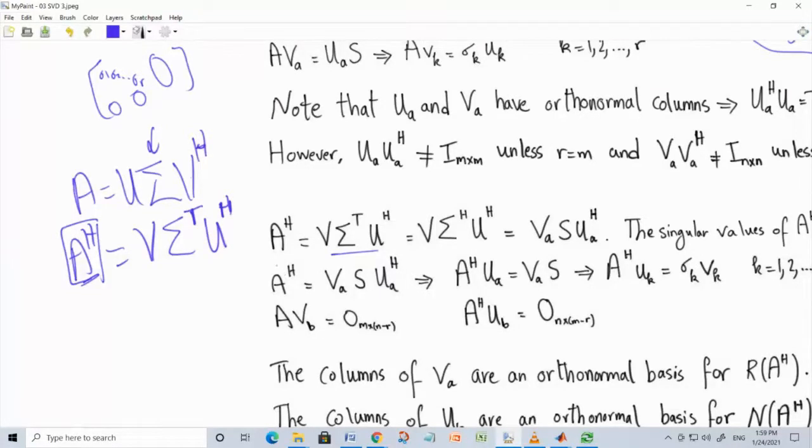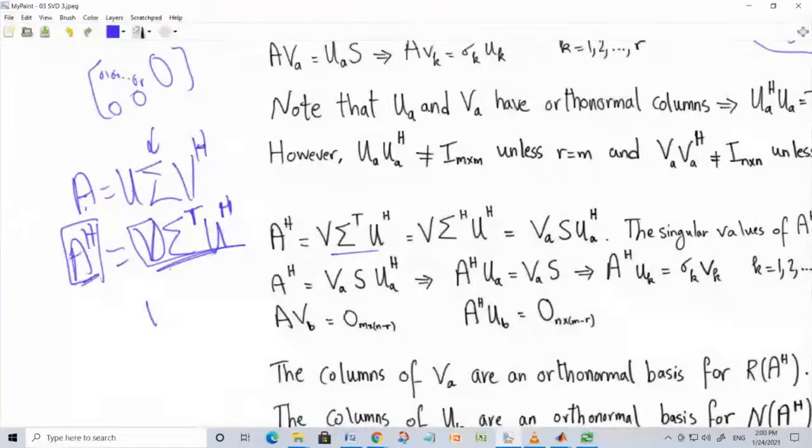So what is the SVD of the Hermitian of a matrix? The U of A Hermitian is the V of A. If you deal with A Hermitian as a matrix and do its U sigma V decomposition, its U is actually V of A itself, and its V is U of A itself. The non-zero singular values are exactly the same. So you just write it like this.